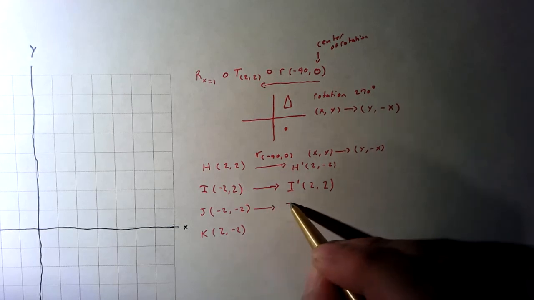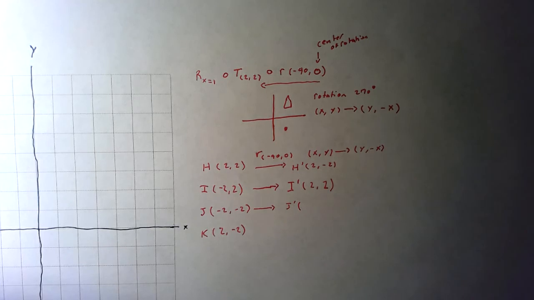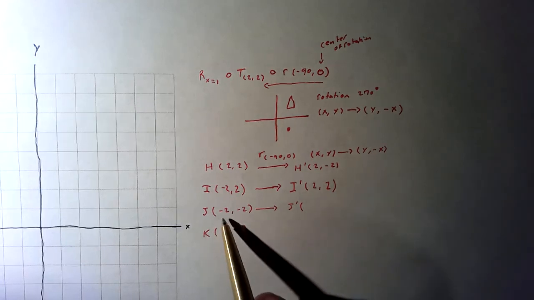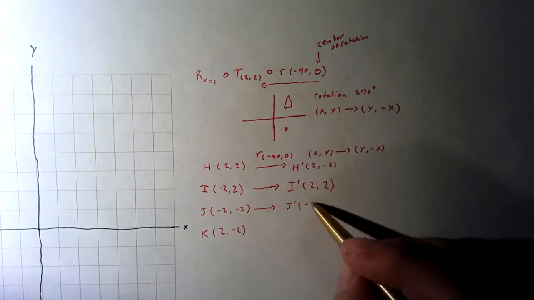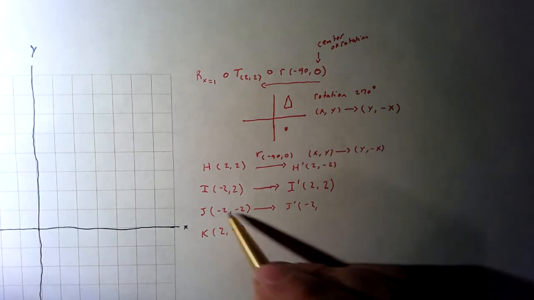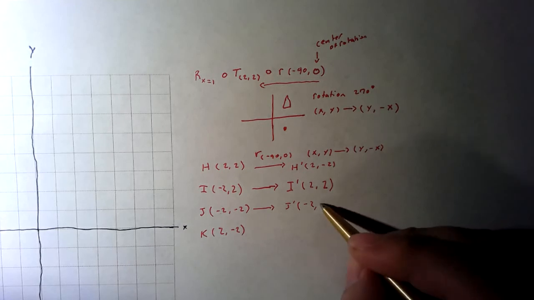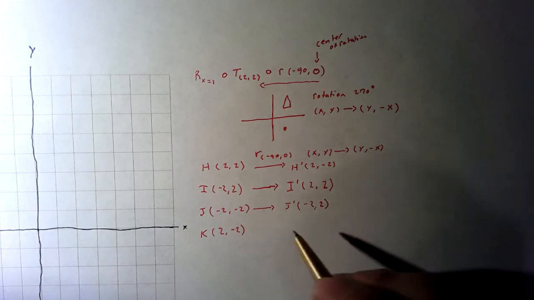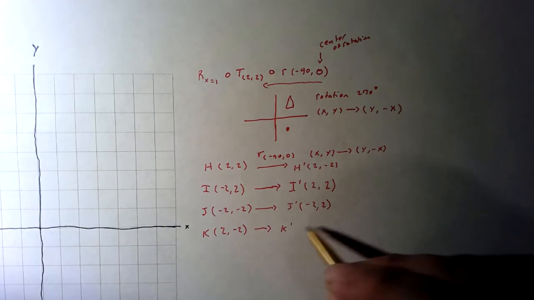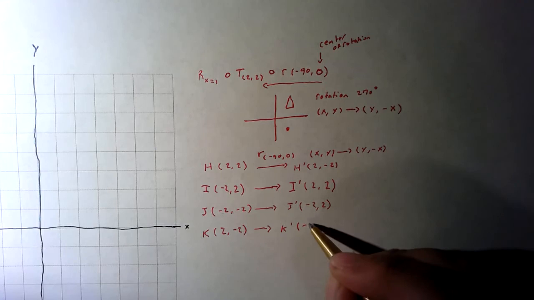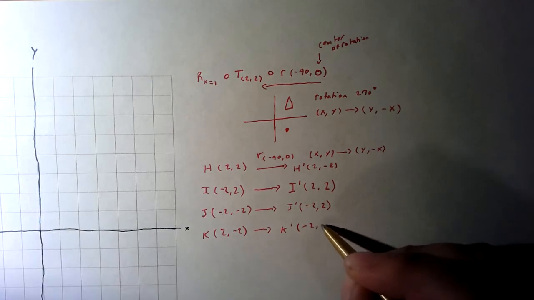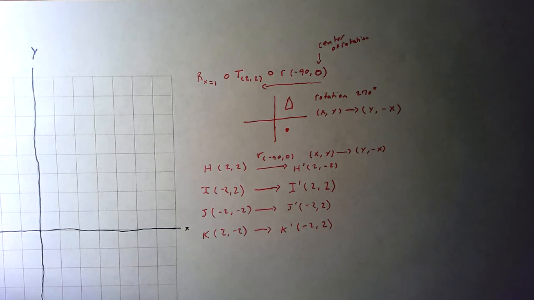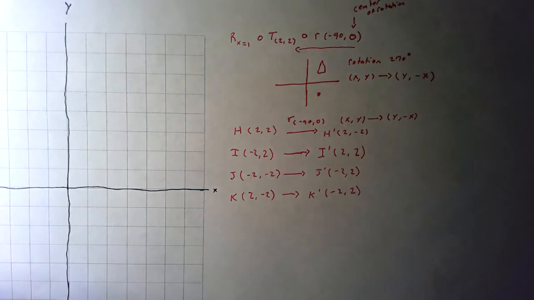Now for J, I'm going to put J prime. Same thing: the y value hops to the front and we don't change the sign. The x value hops to the y slot and we change the sign, so you get that. And finally K prime, same process again, so negative 2 comma 2. So we have just performed our rotation of 270 degrees counterclockwise, or 90 degrees clockwise.